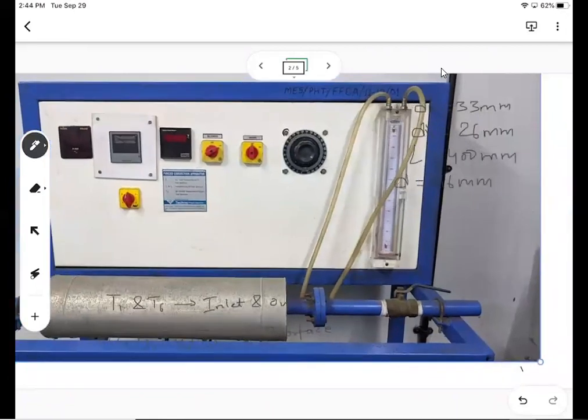As you can see in the image, this is the dimmerstat. By using this dimmerstat you can control the heating of the coil present in the test section. Then there is the mains, which is basically to turn the entire machine on and off. Then there is a separate on/off switch for the blower.